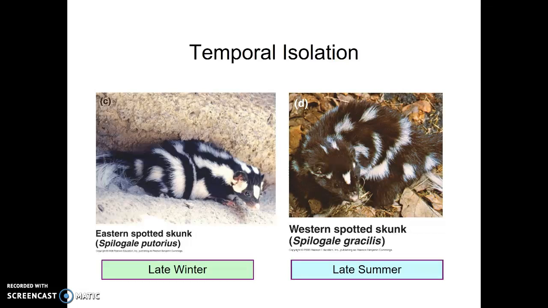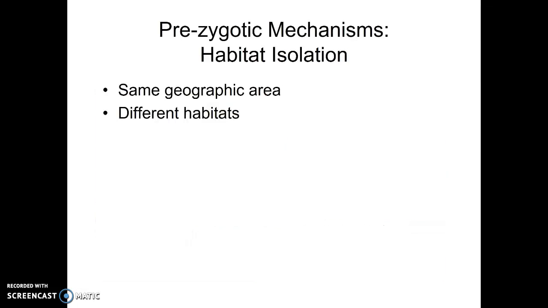But because their seasonal reproductive times are different, they can't mate. Again, if the egg's not ready, it doesn't matter what the sperm's doing. All right. A second type of prezygotic mechanism is something referred to as habitat isolation.